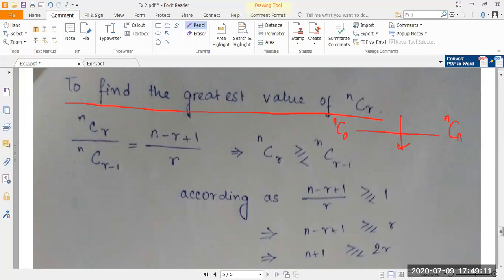So naturally, NCR by NCR minus 1 will be greater than, equal to, or less than 1 according as n minus r plus 1 by r is greater than, equal to, or less than 1. If the numerator is greater than the denominator, then NCR will be greater than NCR minus 1. Again, if the numerator is less than the denominator, then NCR will be less than NCR minus 1. So which of these two is greater depends on the value of this fraction.